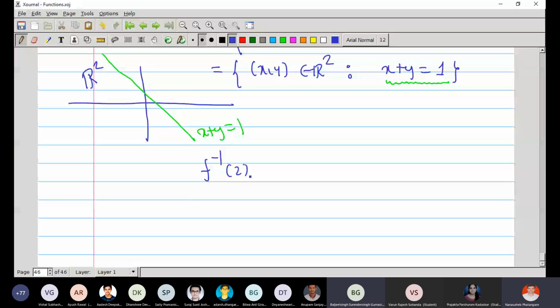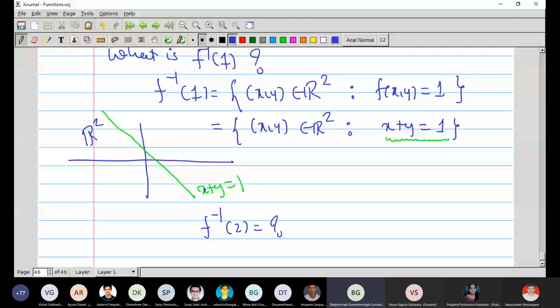Yes, sir. But I have to ask just one thing. f inverse won't be a proper function, right? No, I am not saying f inverse is a function. I was just looking at the inverse image of 1.